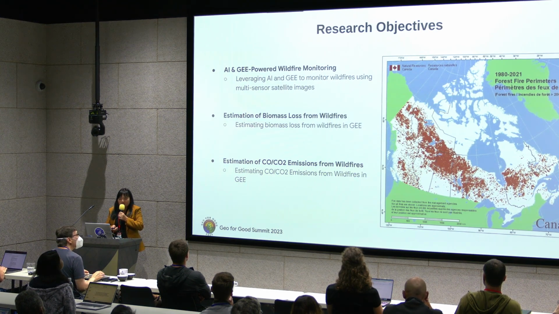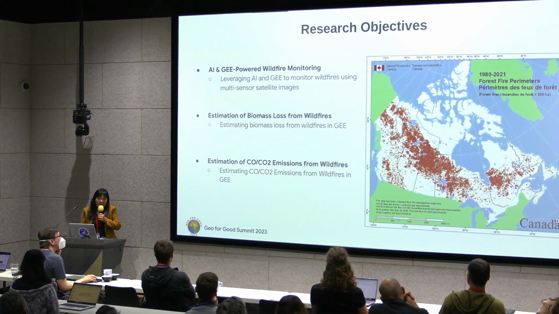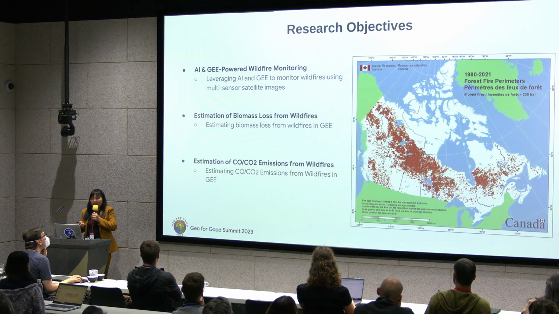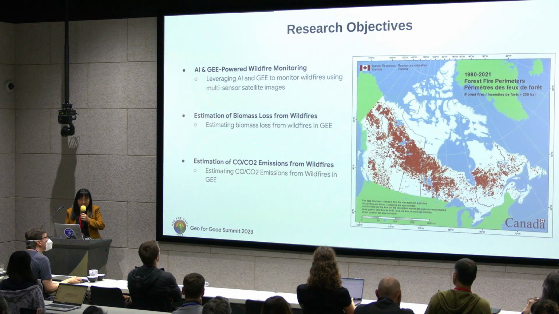So our research objective first is to leverage AI and GEE for near real-time detection and monitoring of wildfires. And the second objective is to link wildfire to the biodiversity, biomass loss. And the third is linking it to CO2 emission and how to estimate that.